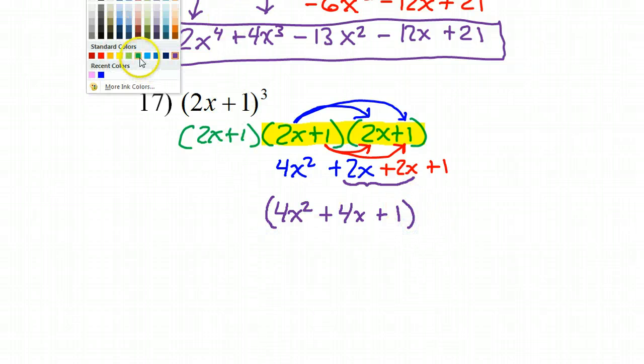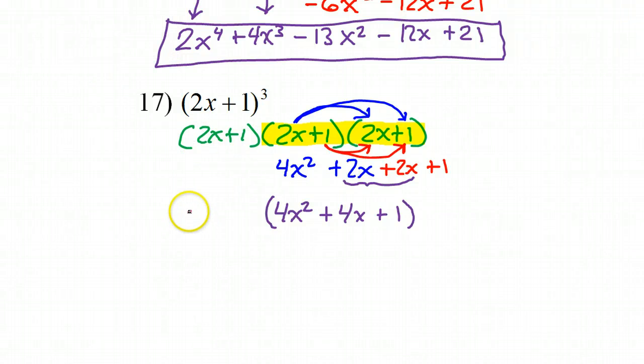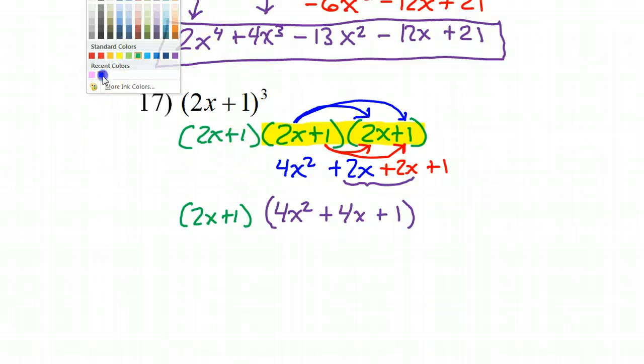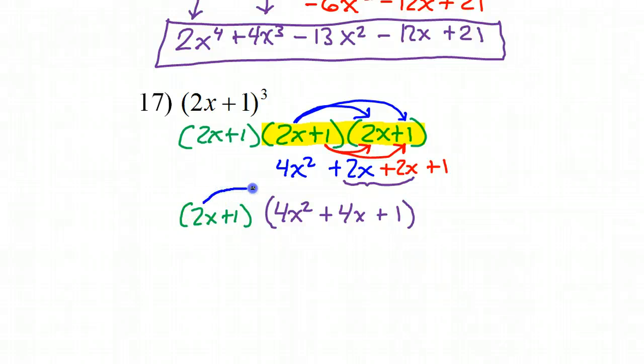Now I'm just going to bring down the 2x plus 1 from the beginning. Alright, I just brought that straight down. Okay, but now it is time to do the distributive property again. So I will take my 2x squared and I will distribute.